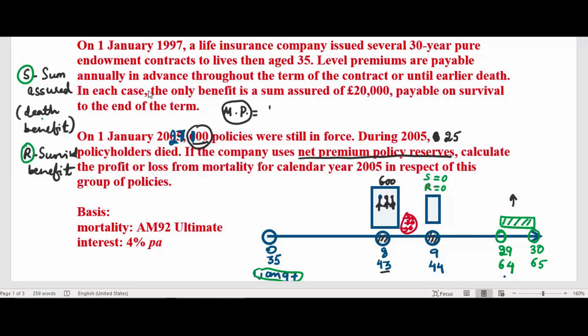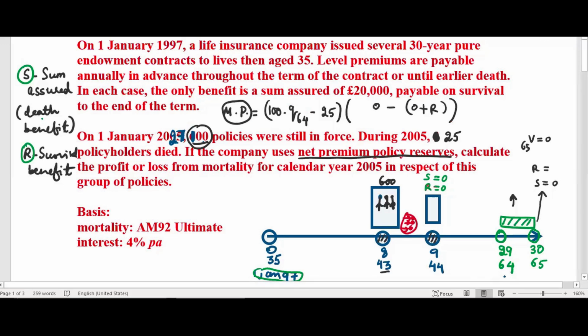100 is given. So 100 into Q64 minus 25 actual death. And here you need to write the sum assured. Here S is 0 anyway, but now R will come. And last year means there will be no reserve. V65 is 0. So 0 plus R, this will be like this because sum assured is 0. During the last year, there is no sum assured. It's a pure endowment, but we have R. However, reserve is also 0.